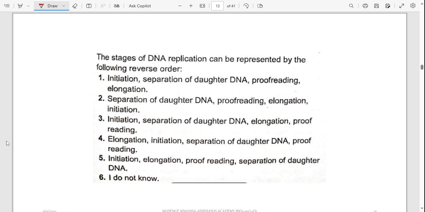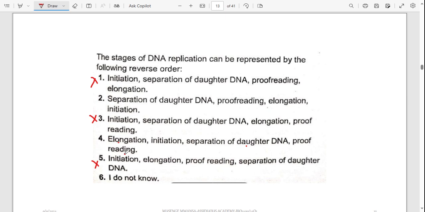The stages of DNA replication can be represented by the following in reverse order. Remember, this is reverse, so we will not start with initiation. Even this one is out, right? Separation of daughter DNA, proofreading, elongation, initiation. But let's go to the option: elongation, initiation, separation of daughter strands, proofreading.